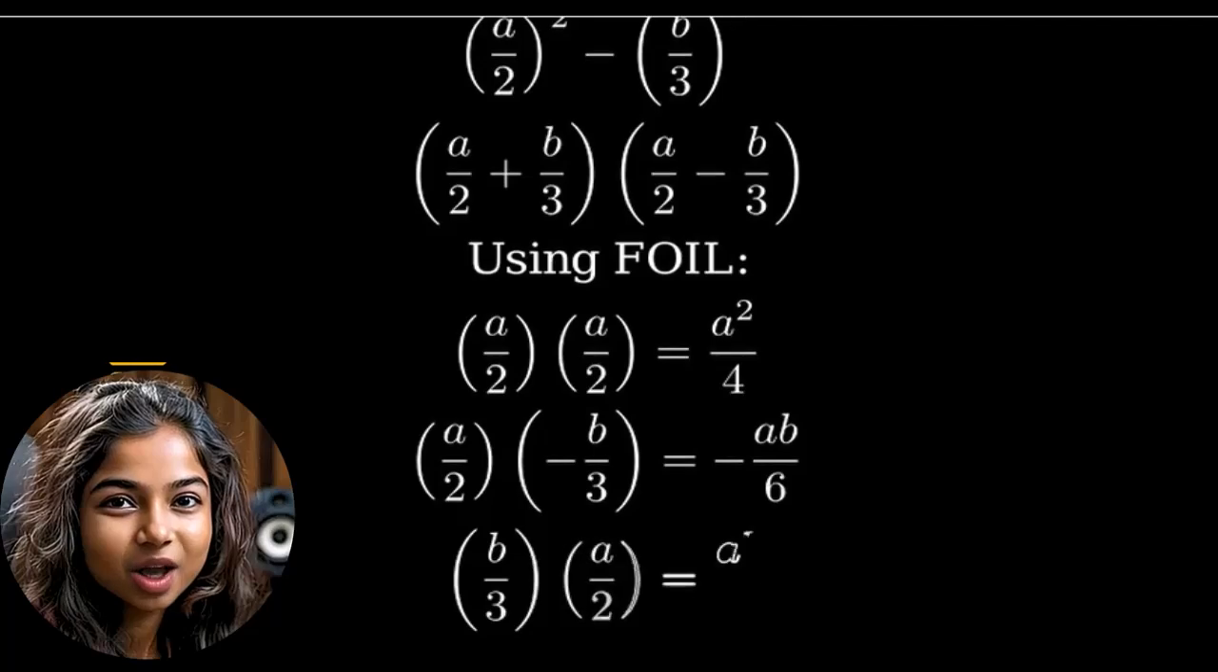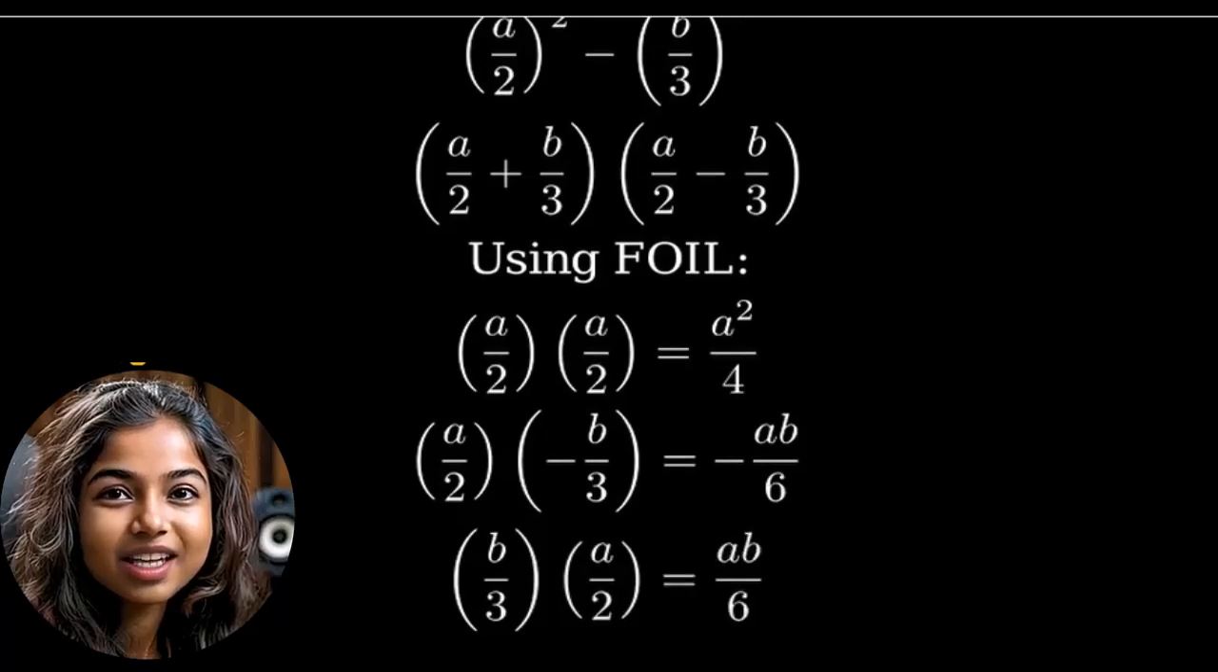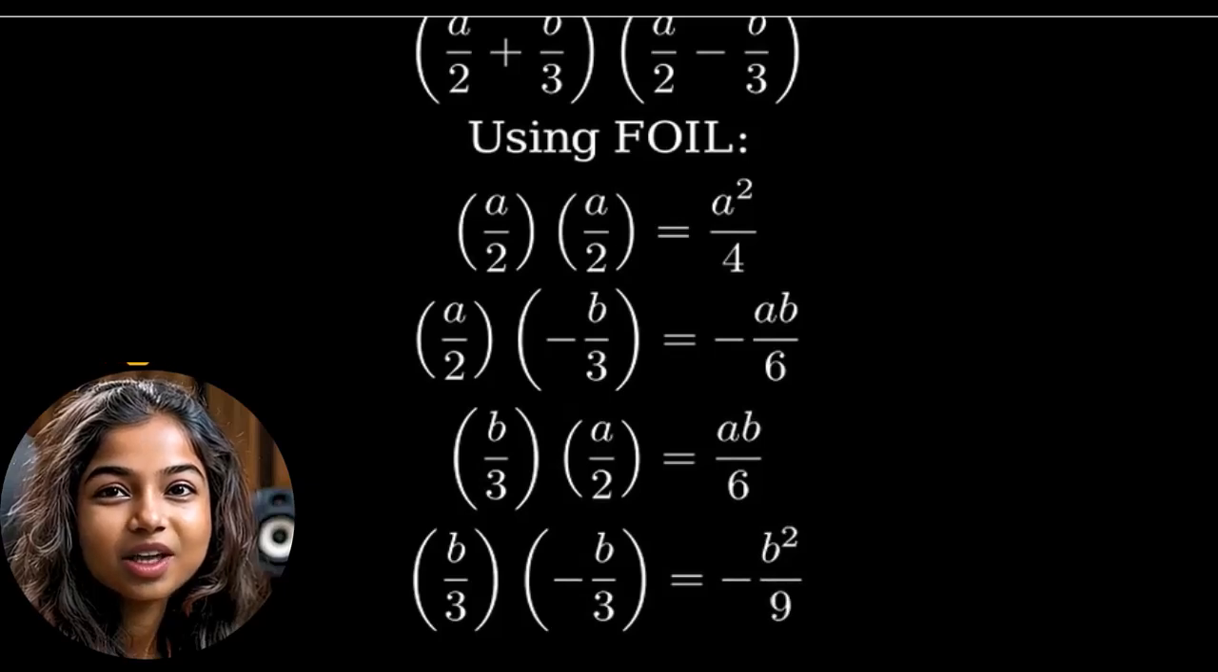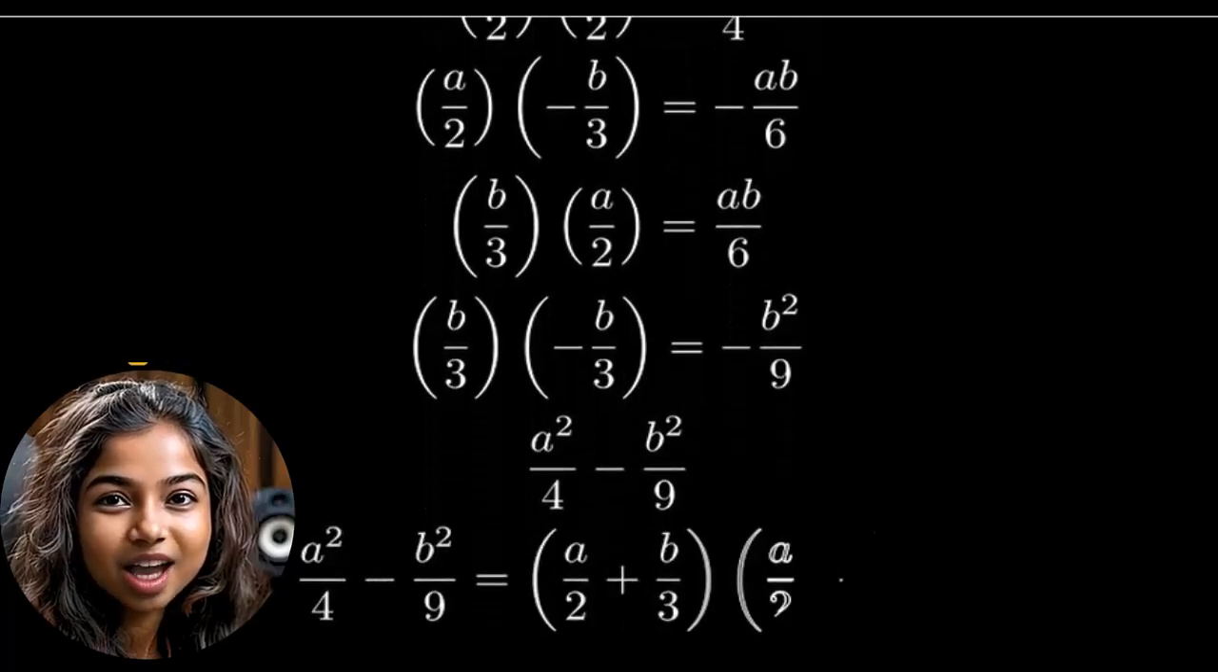Inner terms, b over 3 times a over 2 gives us a over 6. Last terms, b over 3 times negative b over 3 gives us negative b squared over 9. When we combine like terms, the middle terms cancel out because they're opposites, and we're left with a squared over 4 minus b squared over 9, which is our original expression.